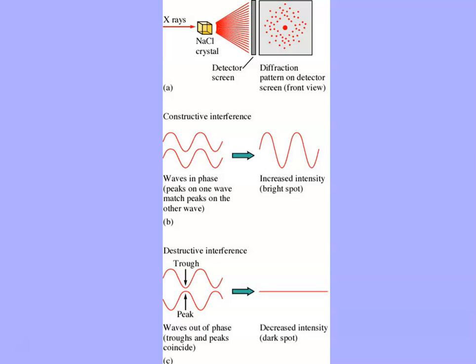So here's another picture showing you that relationship with the diffraction patterns. X-rays were taken of the salt crystal, and then where the waves are in phase together, we see brighter spots on the detector screen. And then when they are not in phase, when the troughs and the peaks are connecting together from the two, you would have darker spots. You would have decreased intensity.